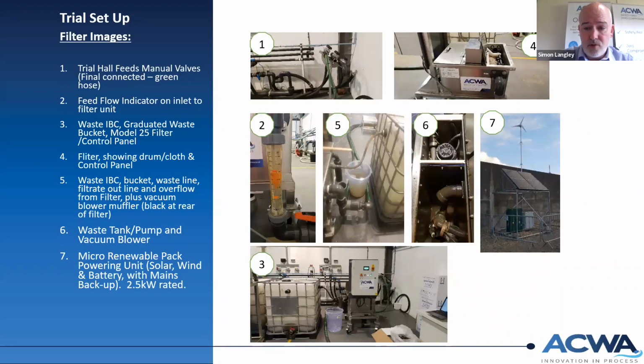So these are the images of the trial setup. I'll draw your attention to probably just two or three of these. If you look at image four, that is a picture of the cloth filter itself. It's a very small unit, a model 25, and the open hatch is revealing the filter cloth, the actual drum of the filter cloth. Image seven shows the renewables pack that we ran the power for the unit from. And item three shows the overall setup of the filter control panel mounted behind the filter and the IBC collecting the waste.